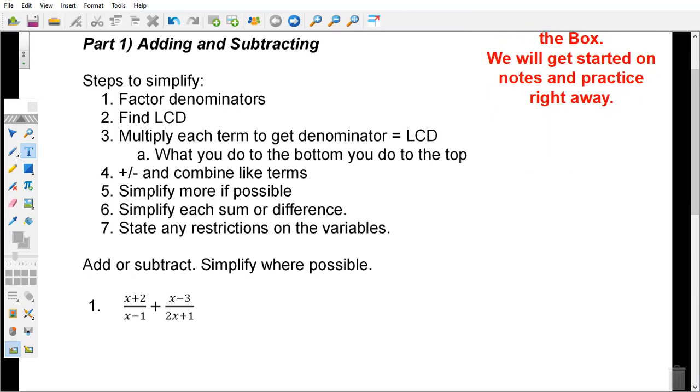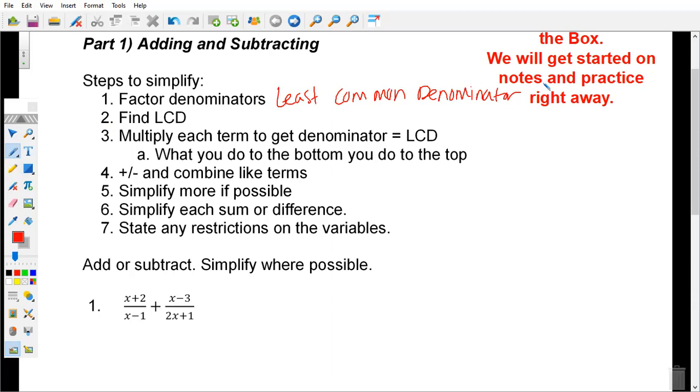So when we're doing this, the first thing we want to do is factor the denominator. The reason we want to factor the denominator is to figure out what our LCD is. Remember, LCD is your least common denominator, very similar to least common multiple. So what is the smallest number or variable that I can multiply both fractions by so that they can have one denominator, okay?